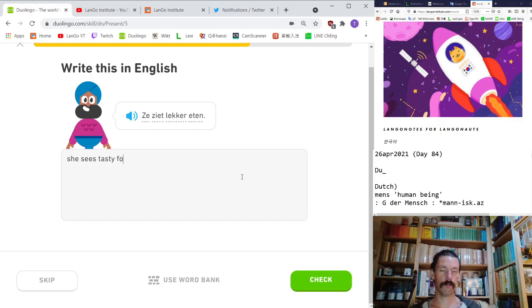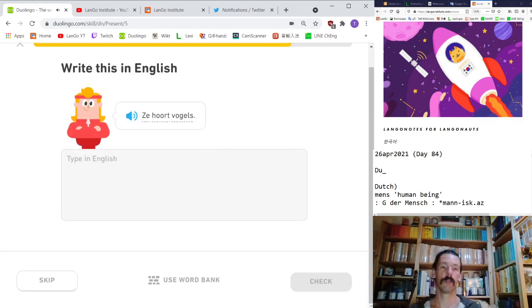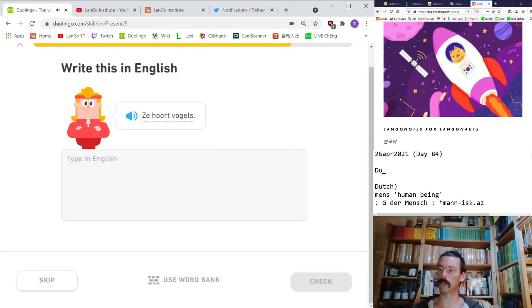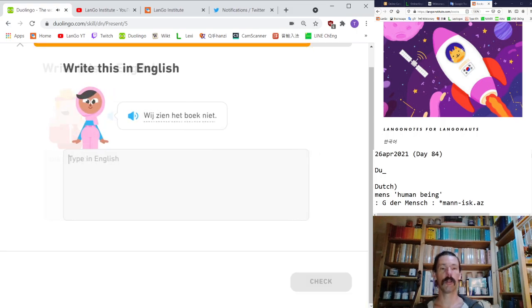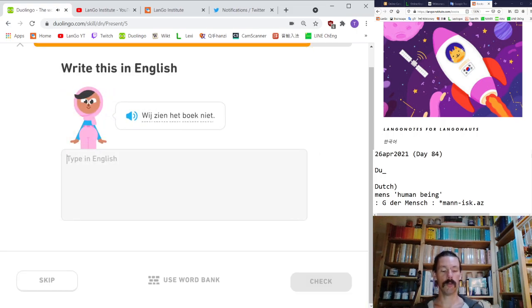Tasty food. Wij horen de dieren niet. We don't hear the animals. Ze hoort vogels. Vogels. Hoort with the retroflex R. She hears vogels, birds. It's related. Wij zien het boek niet. Wij zien, we don't see. We zien het boek niet.